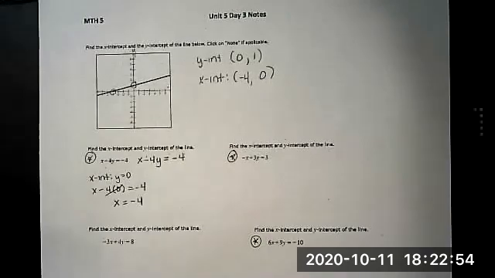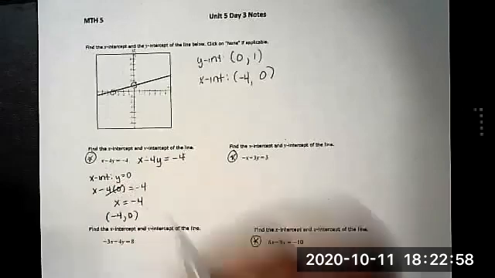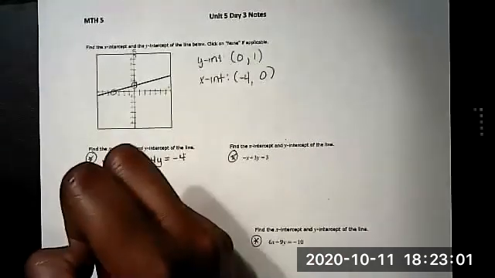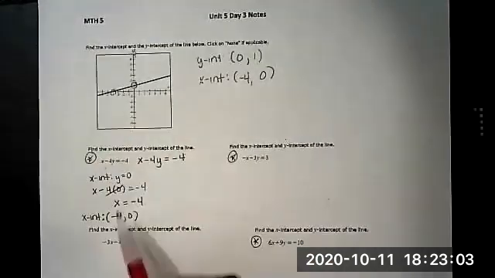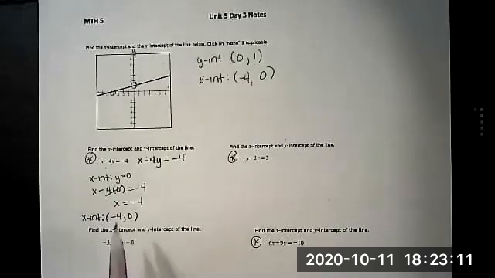And how would you put that as a point? (-4, 0) for the X-intercept. It depends on Alex. They may want you to say X is -4 is your X-intercept, but this is the point that it would be, (-4, 0). Y is always 0.